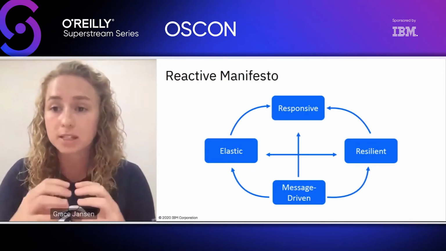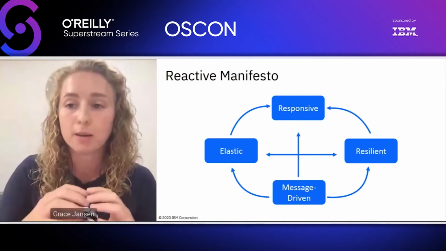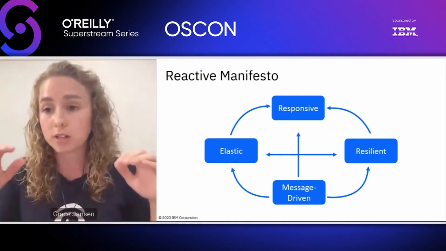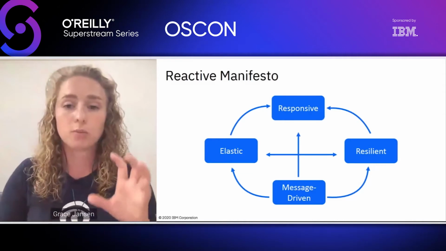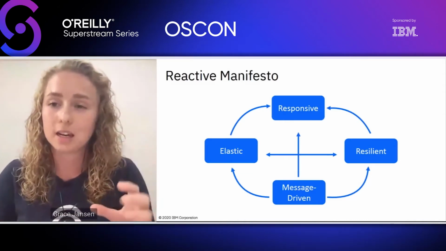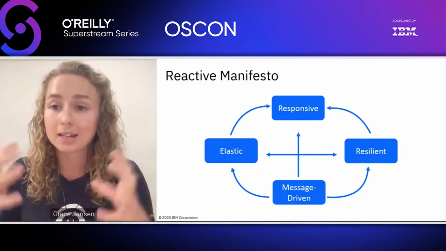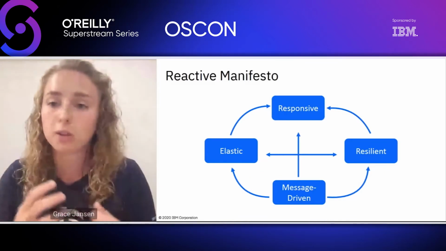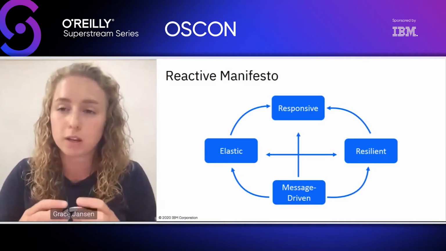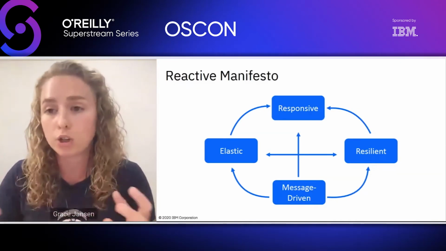Now, this asynchronous message-driven backbone enables us to have further characteristics of reactive systems. So, for example, on the left here, we've got elasticity. Elasticity refers to being able to scale both up and down resources and components within our application so that we can deal gracefully with load changes to our system.